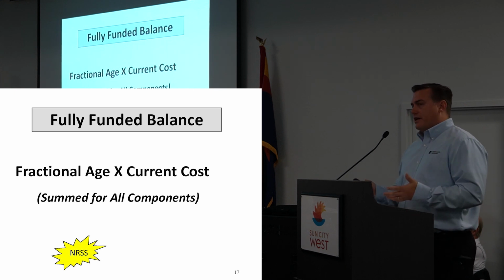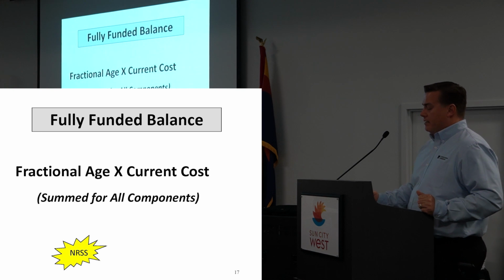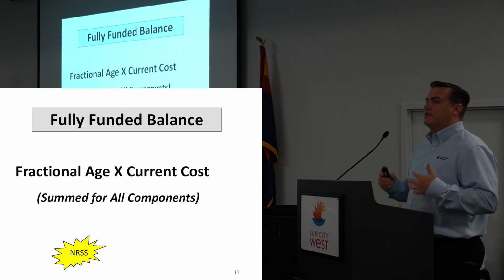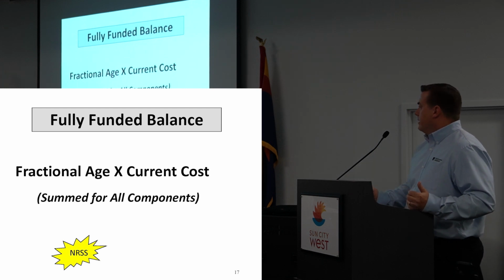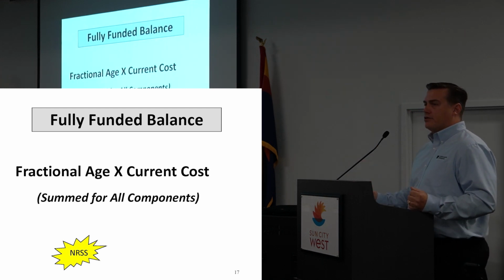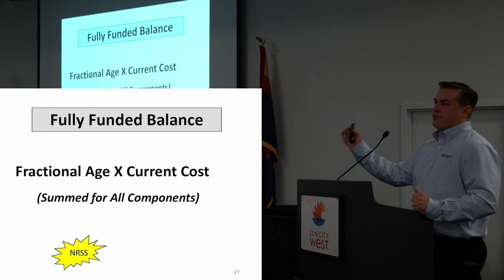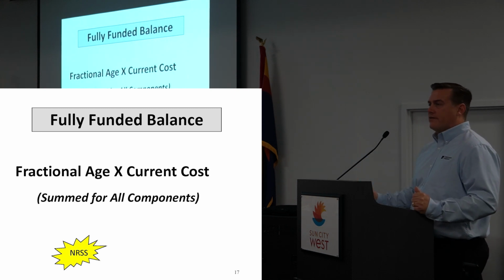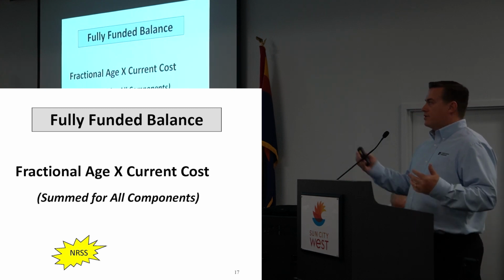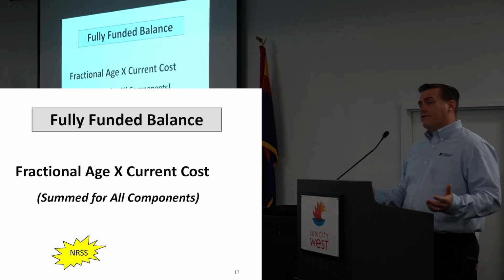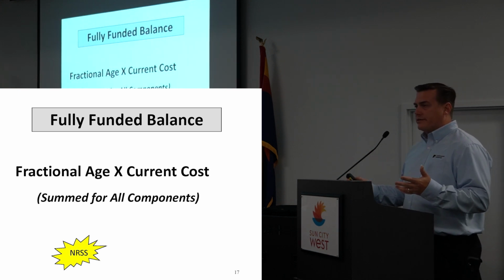Now, what I've just talked about, this concept is called the fully funded balance. The fully funded balance is a benchmark balance of how much the association should have in its reserve fund at a point in time. And it's calculated by multiplying the fractional age of a component by its current cost. So let's say if we're halfway through the life expectancy of an asset, the fractional age is half times the current cost.